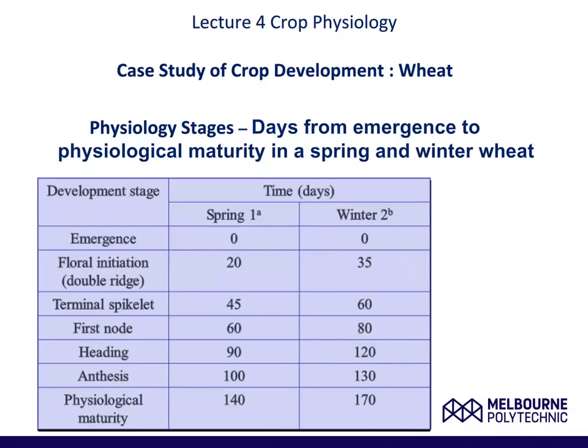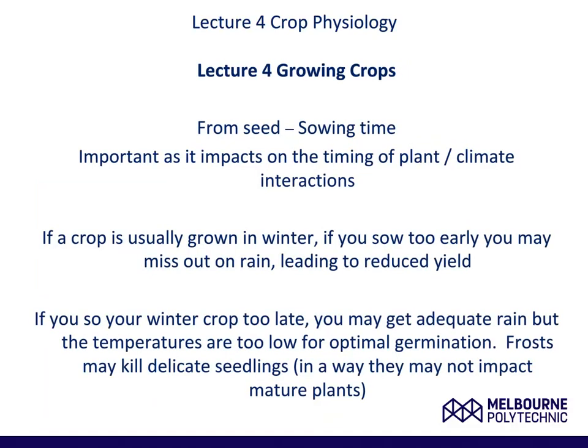This is one example of understanding development stage and how phenological maturity may be impacted. Let us look at these from a growing crop perspective. What does it all mean? Well, let us say we're growing a crop like wheat from seed, and we need to consider the sowing time. The sowing time is important as it impacts on the timing of the plant and the climate interactions at all stages of phenology.